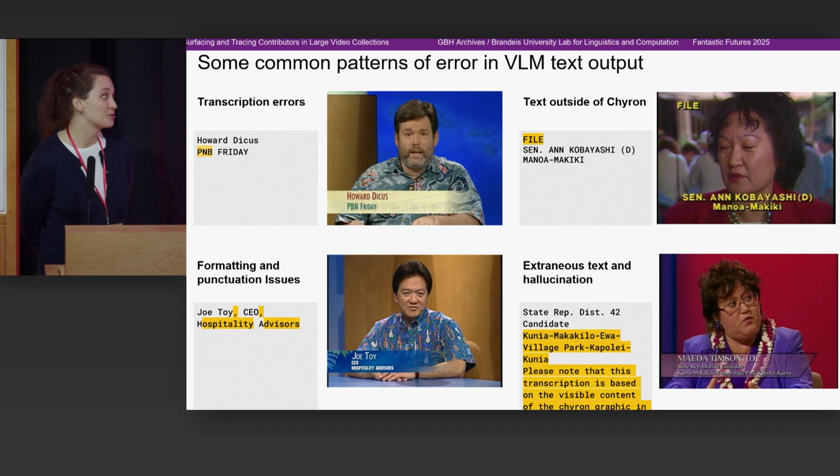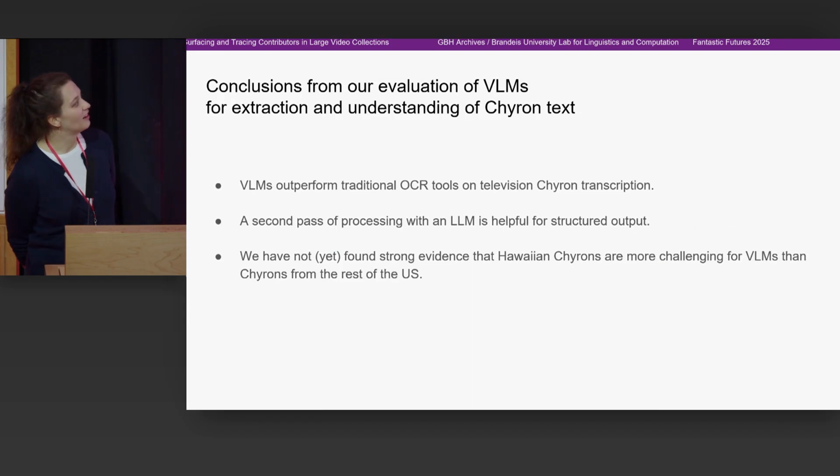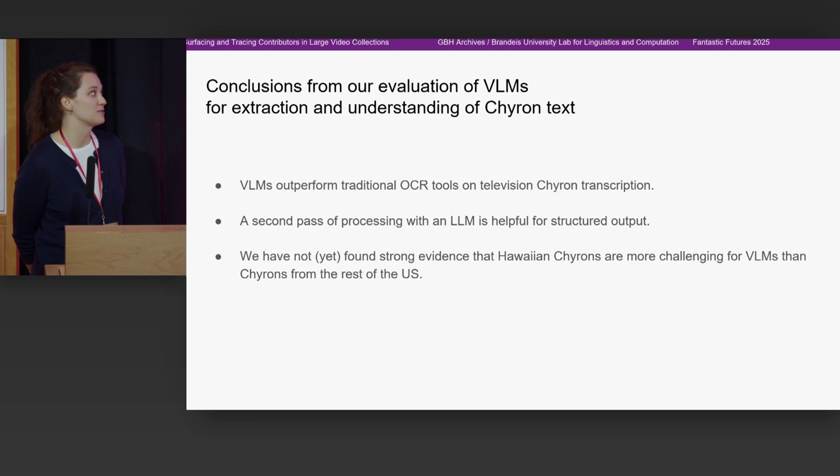So those are things that maybe we could avoid with some additional post-processing, but for now, these are the strategies we took. So our conclusion from those experiments was that VLMs were superior to traditional OCR. Having a multi-step process was ideal, and we haven't seen yet that Hawaiian chirons are more difficult, but we suspect that maybe with some further post-processing, as I mentioned, there could be some evidence for that.